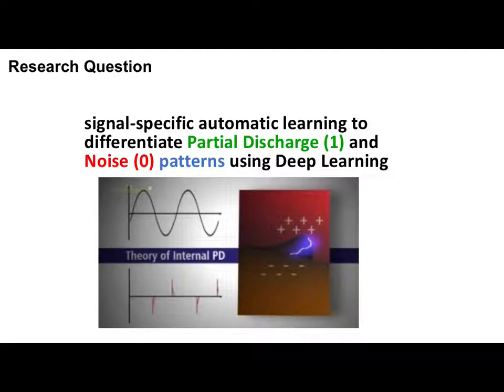So my research question is signal-specific automatic learning. We will try to figure out this partial discharge based on the time and frequency domain. My research question is signal-specific automatic learning to differentiate partial discharge from the noise using deep learning.